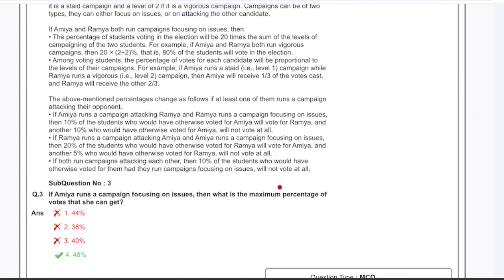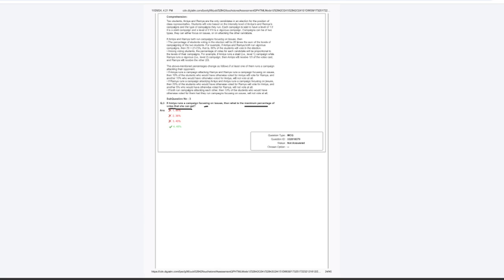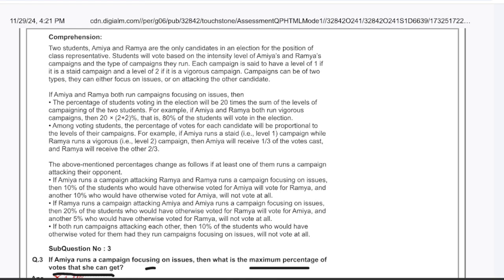If Amiya runs a campaign focusing on issues, then what is the maximum percentage of votes she can get? Now, if Amiya runs on focusing on issues, then there is one case we have here. The other case we have here, let's change the color so it will be easy to understand. In the next question, if Amiya is going to focus, so one is this case, second case is this. And the next thing we have to tell is the maximum percentage of votes Amiya is going to get.